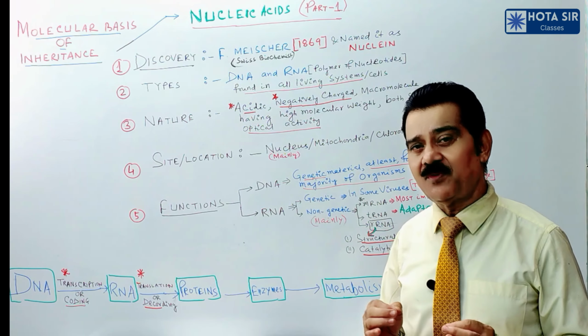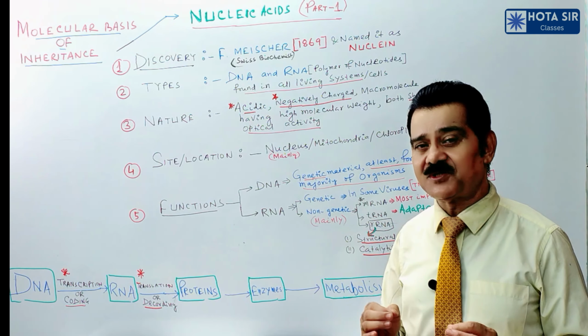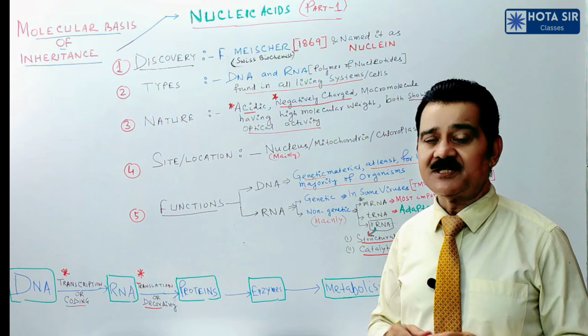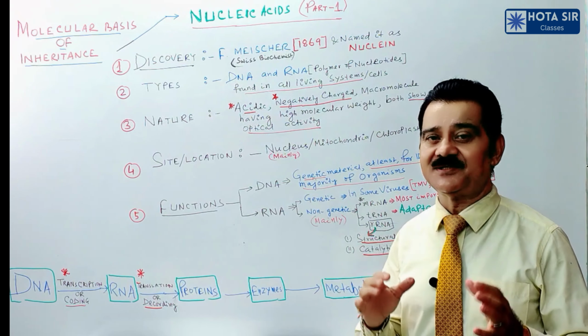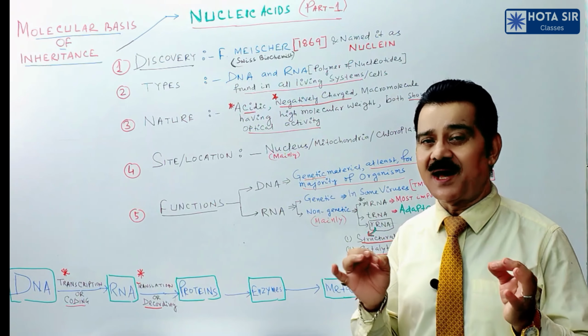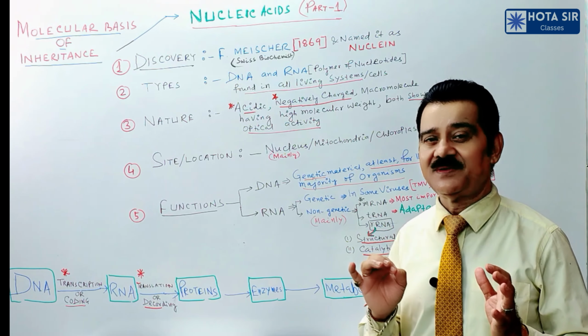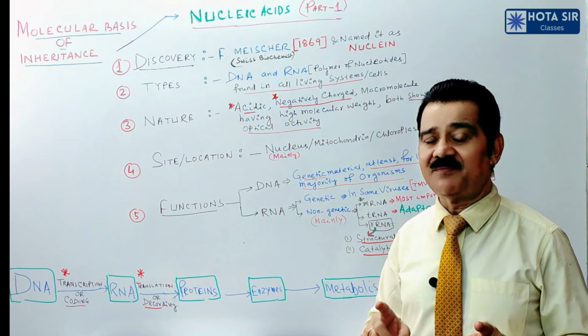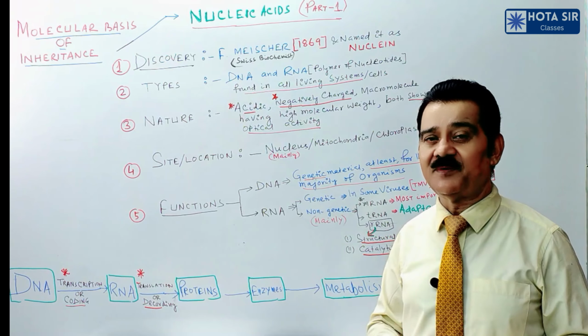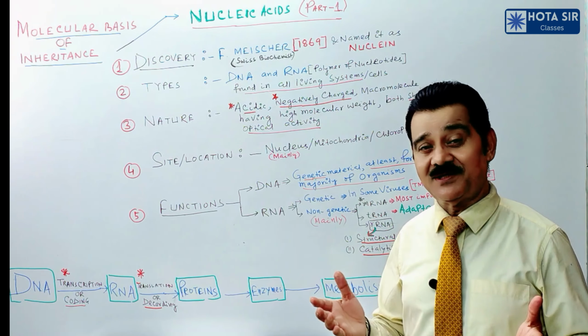Now, one example of this ribozyme we will be studying in the upcoming chapter of protein synthesis, that is peptidyl transferase. Peptidyl transferase is an example of RNA enzyme or ribozyme. Clear? This enzyme, peptidyl transferase, helps in peptide bond formation during protein synthesis.